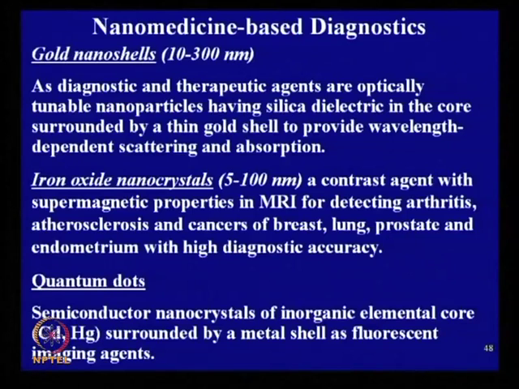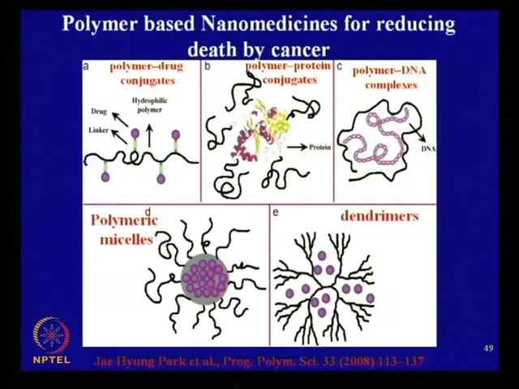Quantum dots: semiconductor nanocrystals with an inorganic elemental core having cadmium and mercury surrounded by a metal shell, used as fluorescent imaging agents. Okay. This is very interesting: polymer based nanomedicine for reducing death by cancer. Have a look into this.